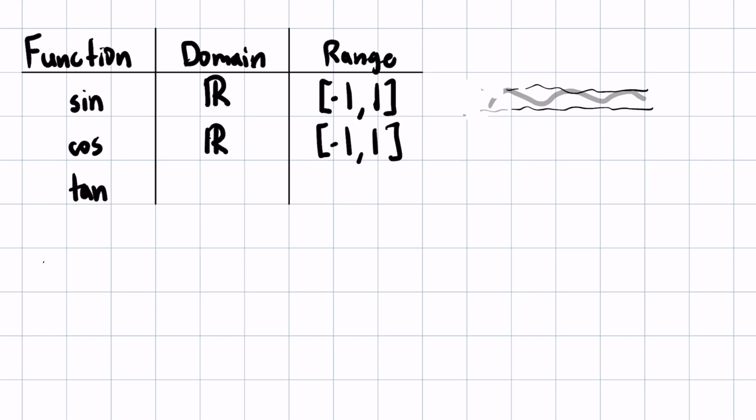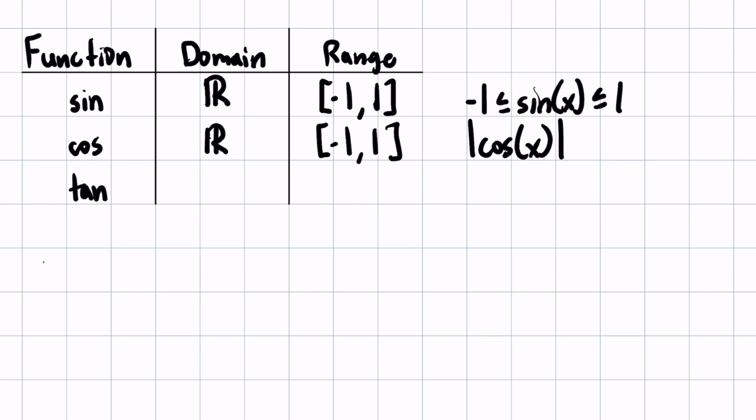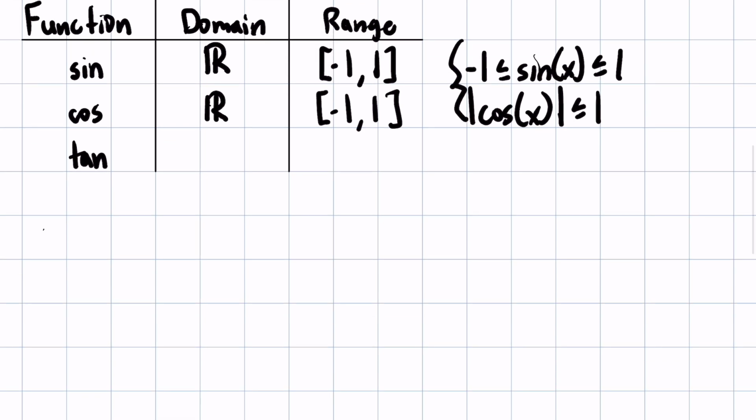Another important thing to note about what the range means is that for both sine and cosine, we have this property that becomes important. The sine of any x is going to be bounded between -1 and 1. We could also write that this way. I'll just write it this way for cosine, that the absolute value of cosine is less than or equal to 1, right? So this property is true for both.